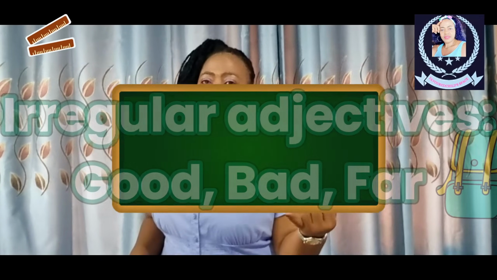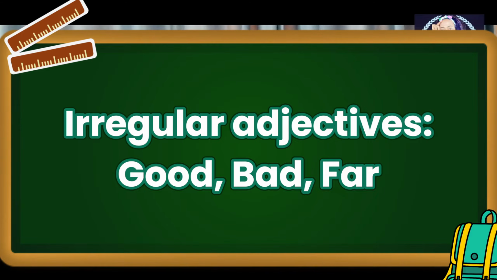Now, talking about these irregular adjectives, we are going to dwell on three commonly used irregular adjectives in English. And these irregular adjectives are good, bad, far. I'll take that again. Good, bad, far. So we are going to be talking about good, bad, far in the comparative form and the superlative form. Now, the very first one is good.